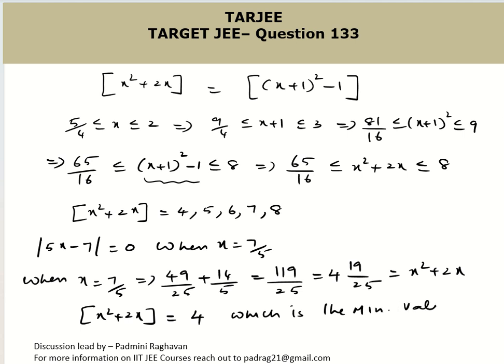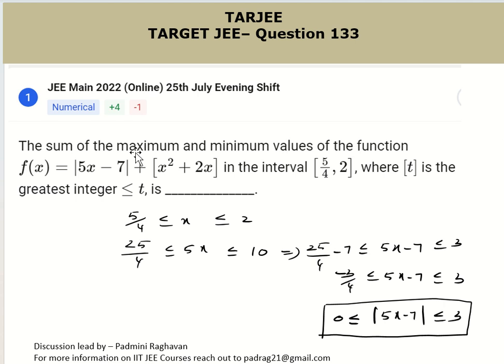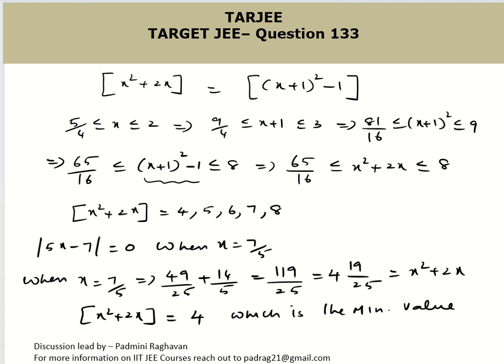We understand that when 5x minus 7 takes a minimum value, namely 0 when x equal to 7 by 5, greatest integral value of x square plus 2x also takes its minimum value, which is equal to 4. So when this is minimum, this is also minimum. So minimum plus minimum is going to be minimum, and let us call small m the minimum value.